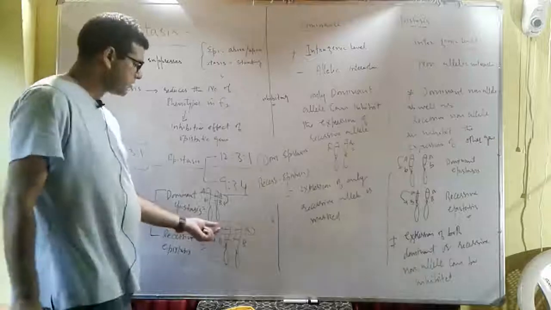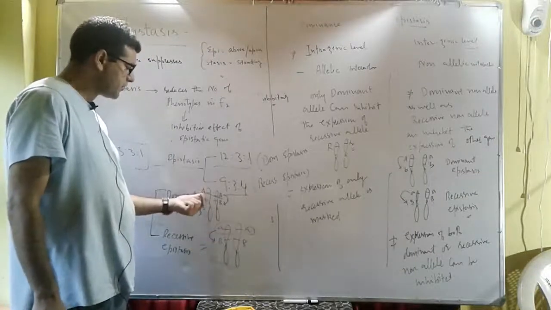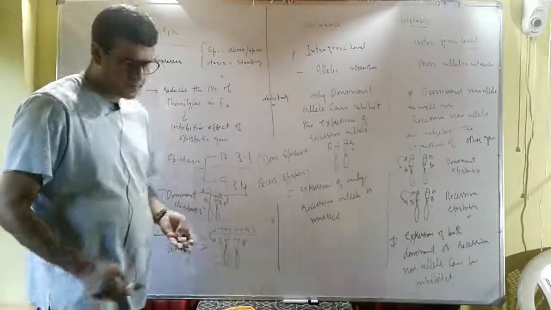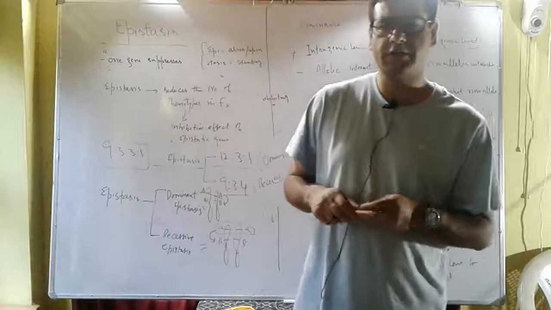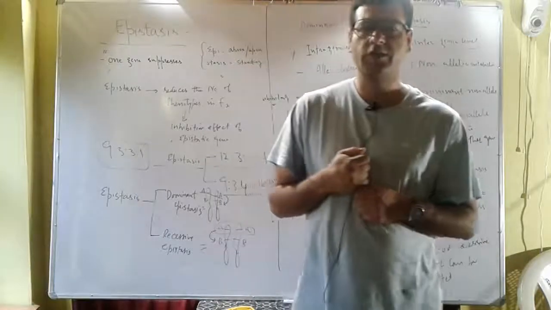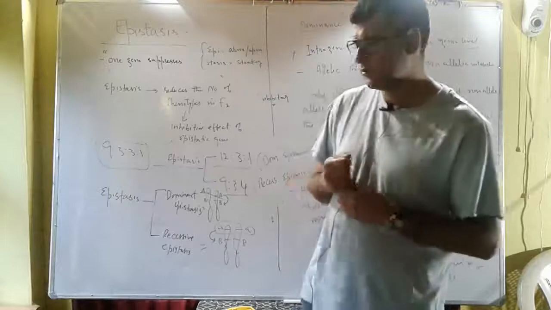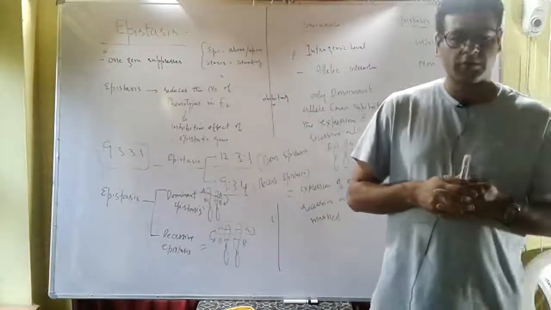In recessive epistasis, the recessive allele inhibits the expression of the other gene, and in case of dominant epistasis, the dominant allele inhibits the expression of the other gene. In case of recessive epistasis, we get a 9:3:4 ratio, and in case of dominant epistasis, we get a 12:3:1 ratio. This was regarding what is epistasis.